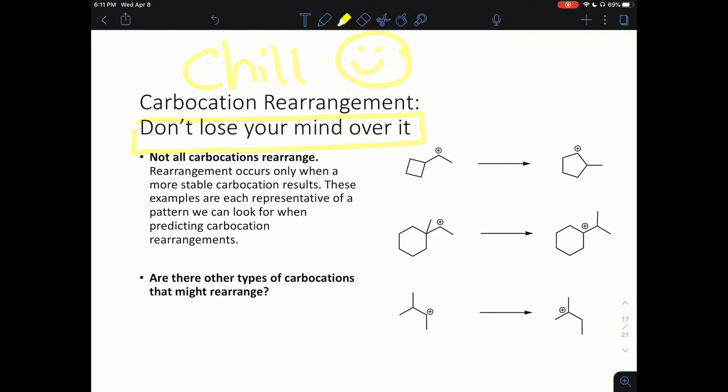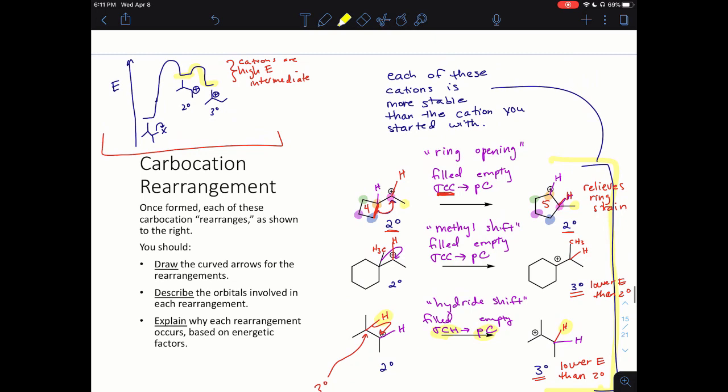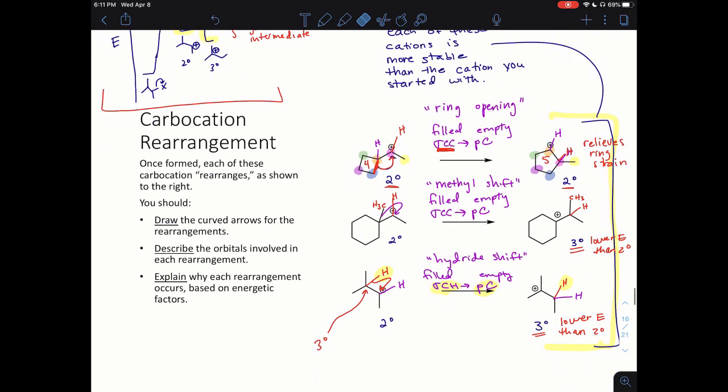Not all carbocations rearrange. Rearrangements only occur when a more stable carbocation results. But it's confusing, so we're going to talk about it now when we're kind of focused on it, and then when it happens to us later, we won't be surprised. So it only is going to occur when it generates a more stable cation, like in this case, secondary to tertiary, or some ring strain is relieved.